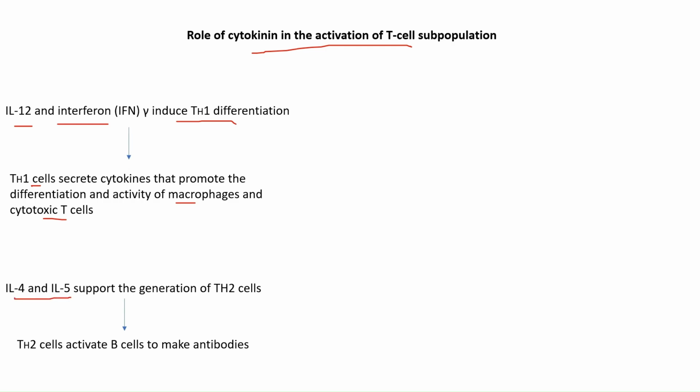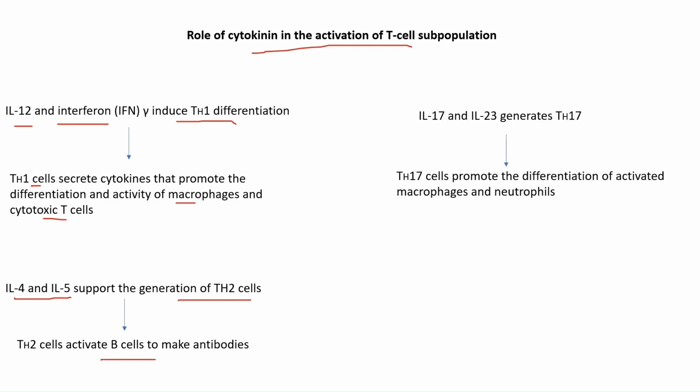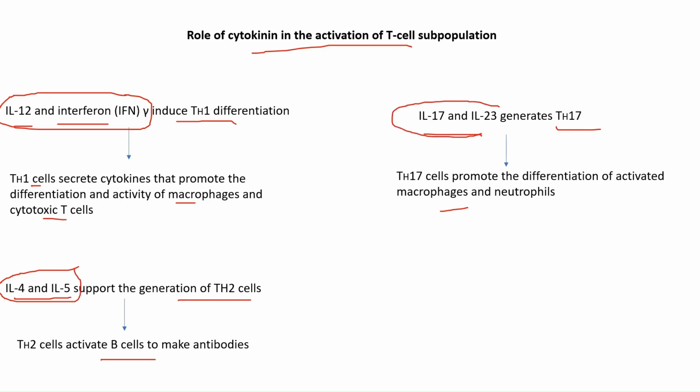Interleukin 4 and 5 help in the generation of TH2. Now the function of TH2 is to activate B cells. Interleukin 17 and 23 generate TH17. Now the function of TH17 is to promote the differentiation of activated macrophages and neutrophils. So remember these: interleukin 12 and interferon gamma induce TH1 differentiation, 4 and 5 TH2 differentiation, 17 and 23 TH17 differentiation.